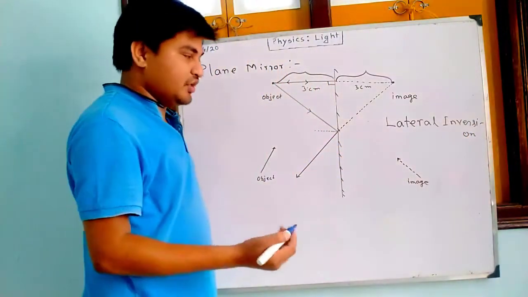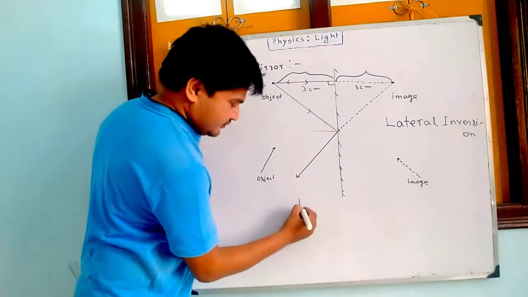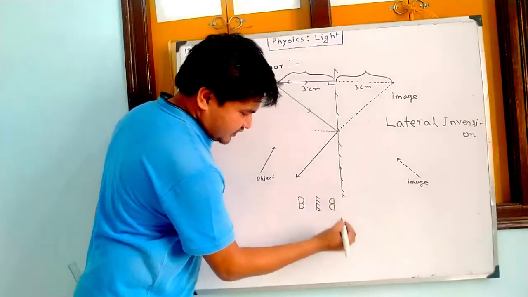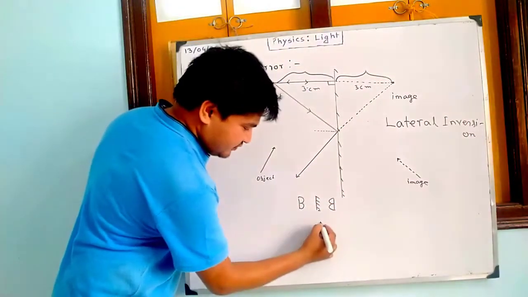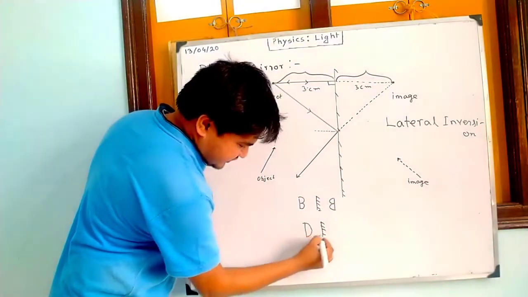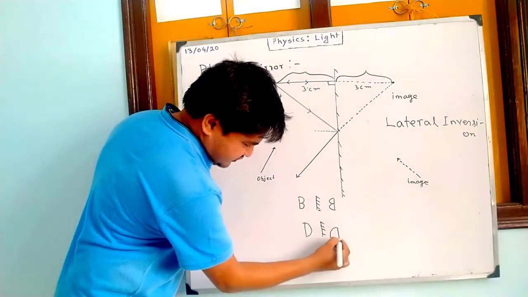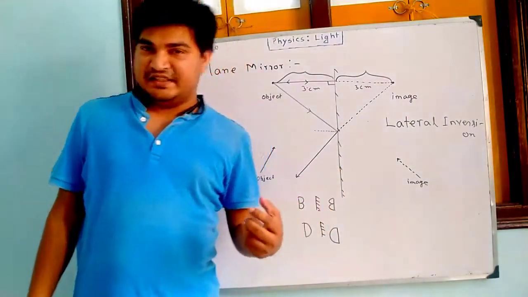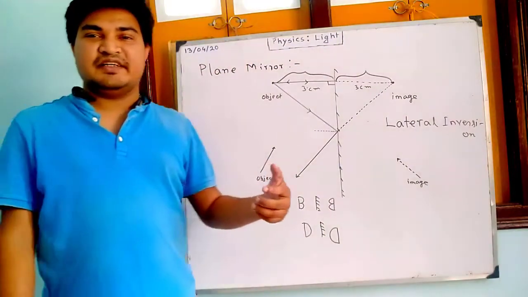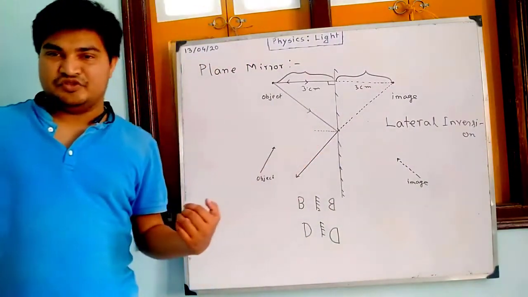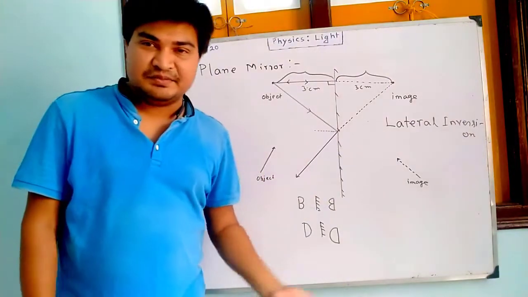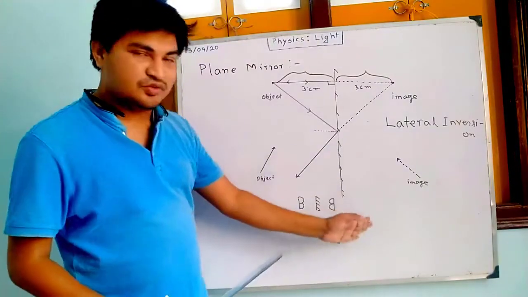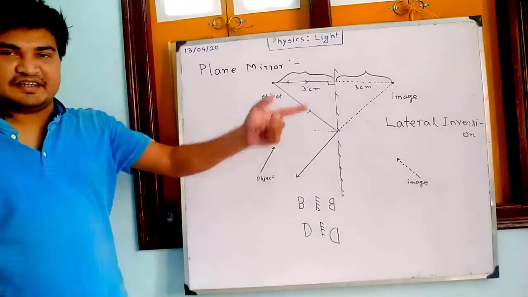If you look at some word in a mirror, like B, it will look like this. If you look at D, it will look like this. So actually lateral inversion means the left side of the object appears to become the right side of the image, and the right side of the object appears to become the left side of the image. This inversion of the side of the image with respect to the object is called lateral inversion.